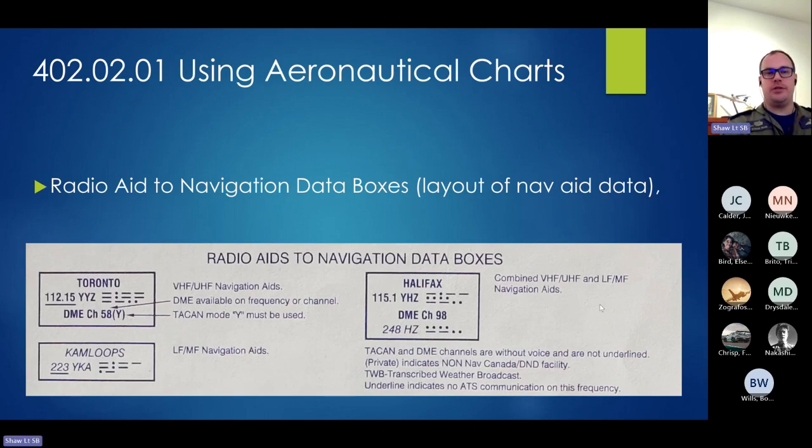Don't have to worry too much about TACAN. Again, that's more of a military thing. A VORTAC combines a VOR and a TACAN, so you'll see that sometimes. TACAN and DME channels are without voice and not underlined. Private indicates that it's not run by NAV Canada. TWD, transcribed weather broadcast, no ATIS. Anyways, continuing on.